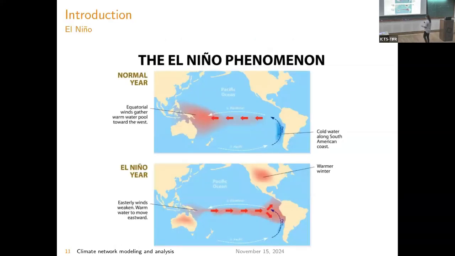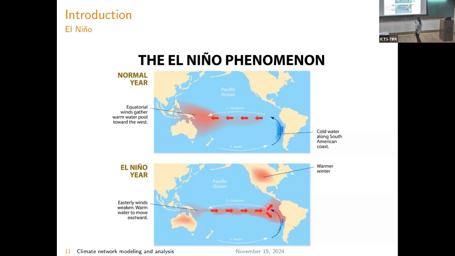So now we have the entire framework. We have a slight idea of how to construct a climate network from the data set. Now we are going to implement it on a real problem. So let's start with the El Nino phenomenon. What is the El Nino phenomenon? It occurs in the Pacific Ocean.